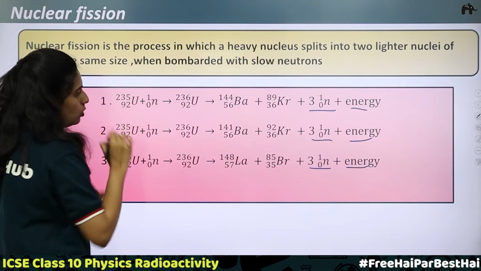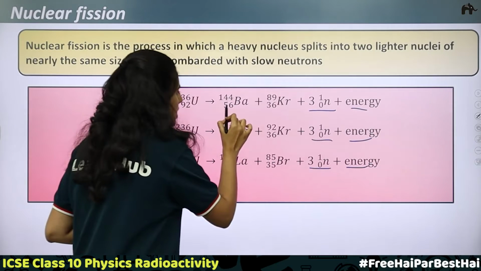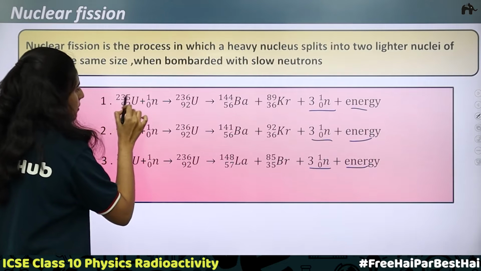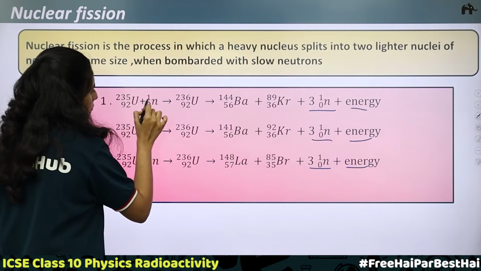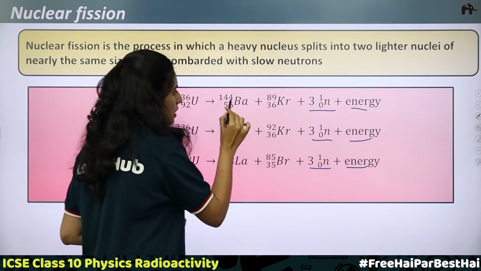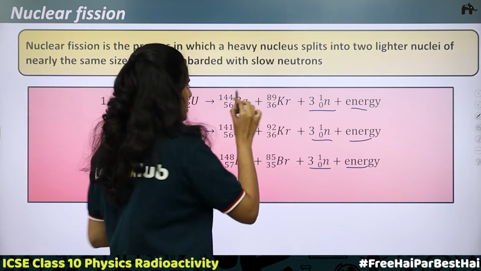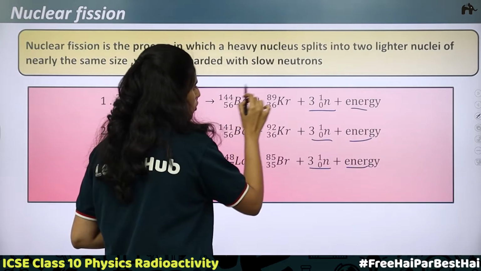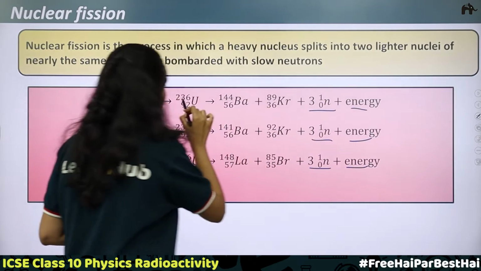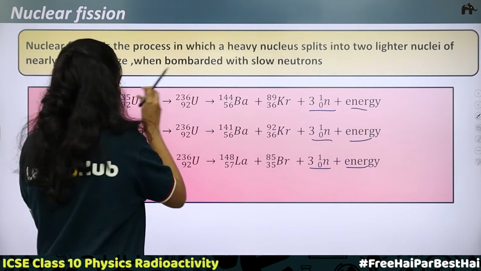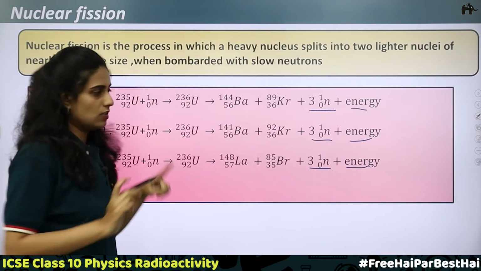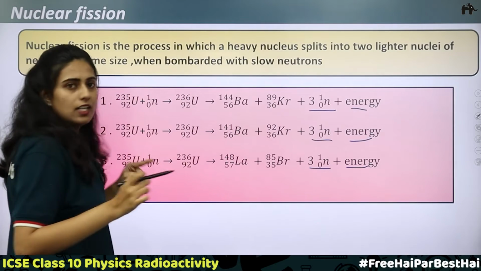Now just check the sum of the atomic numbers. Here it is 92, and 56 plus 36 is 92. Now 235 plus 1 is 236, and 144 plus 89 plus 3 into 1, when you add, you again get 236. So you can say that the atomic number and mass number are conserved. Energy is released.